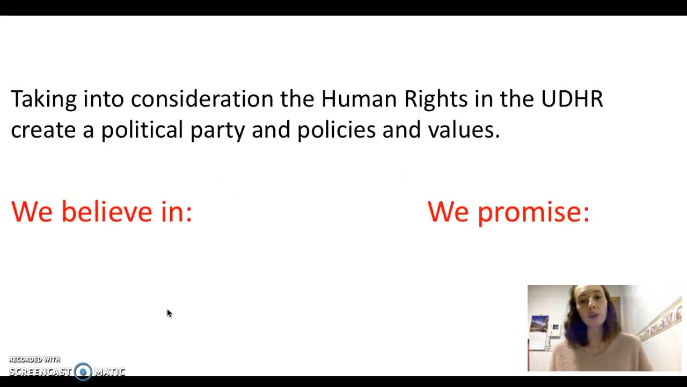task, where in their groups they'll be asked to create a political party to represent the school, introducing policies and values for the school, home and social environments. And here they have to think about what they believe in, what they promise, and taking into consideration the Universal Declaration of Human Rights. They have two things to do.